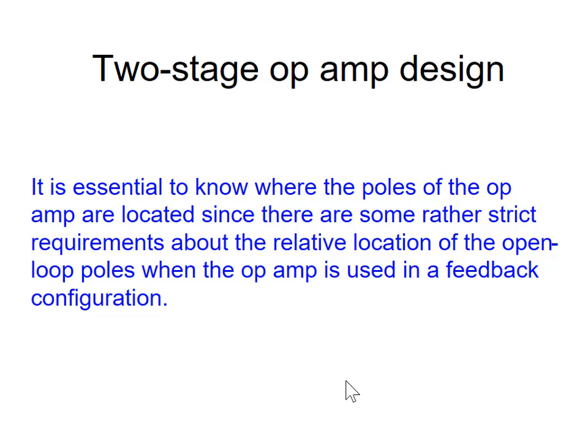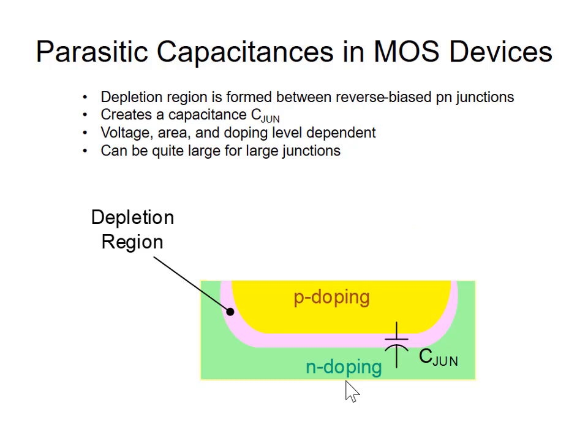So where are the poles coming from in our op amps? We talked about the poles, but we haven't talked much about where they come from. Up to this point, we just stuck a capacitor CL on and did a calculation, right? Where does that CL come from? Leave it off in the first place and you don't have to worry about this problem. So let's talk a little bit about parasitic capacitances in MOS devices.